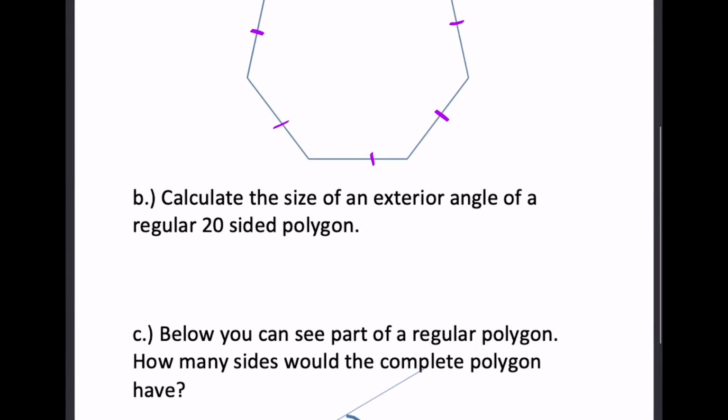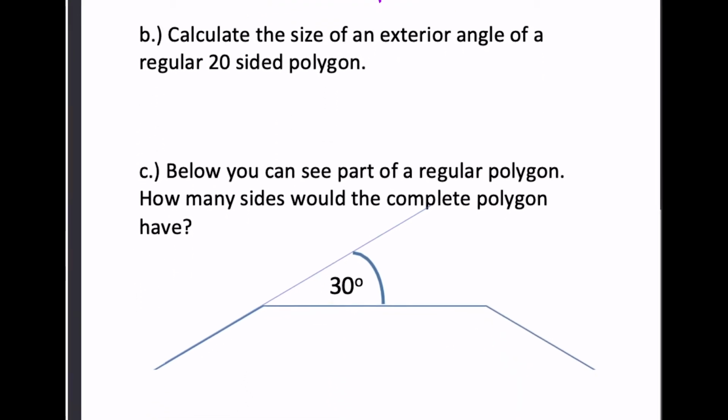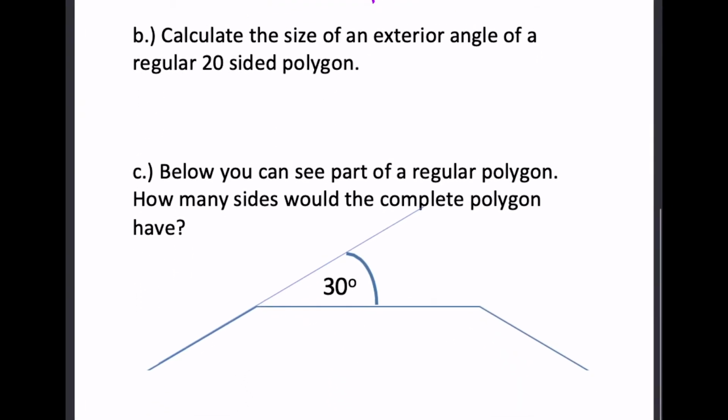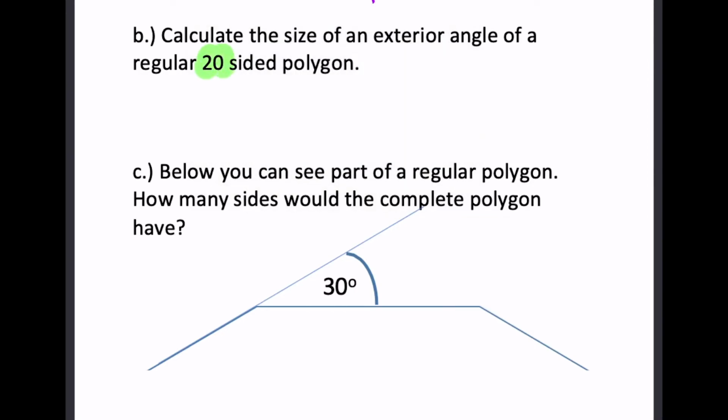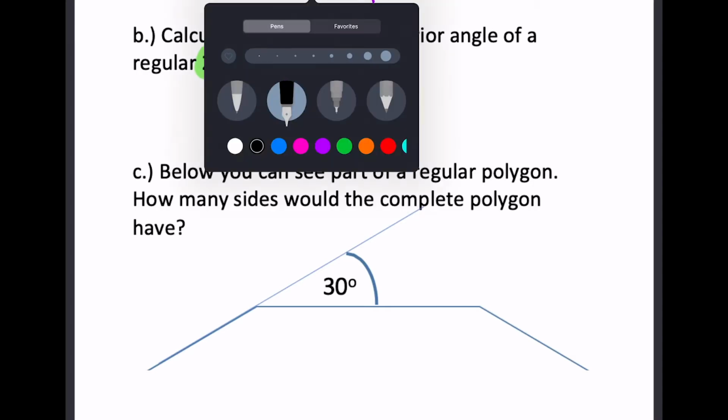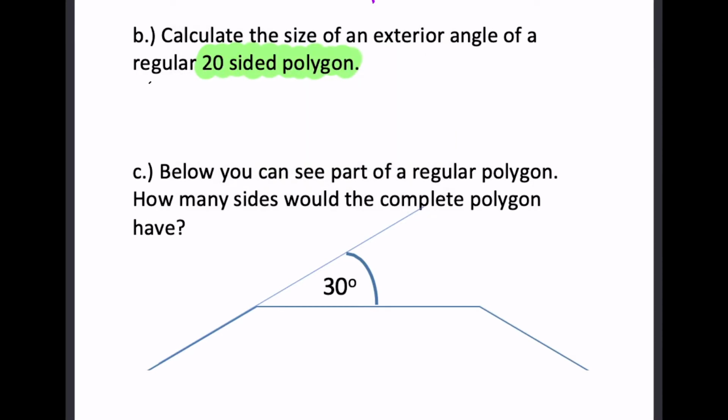The next question says calculate the size of an exterior angle of a regular 20-sided polygon. So now we have a 20-sided polygon that we are trying to calculate the exterior angle for. So the exterior angle is equal to 360 degrees divided by n. So n is in this case 20. So 360 divided by 20 gives me 18 degrees.